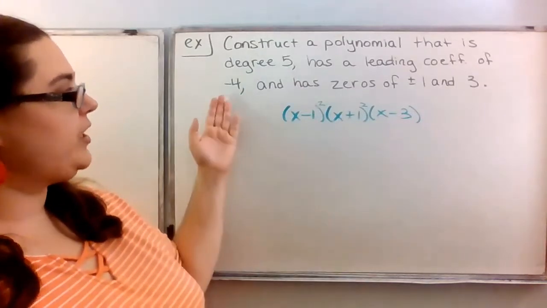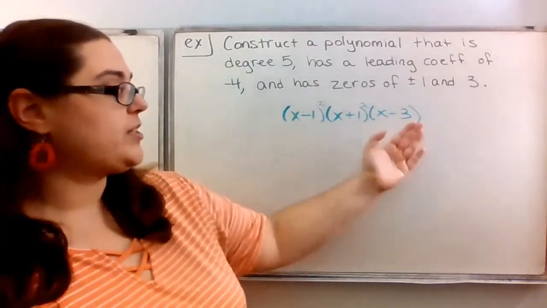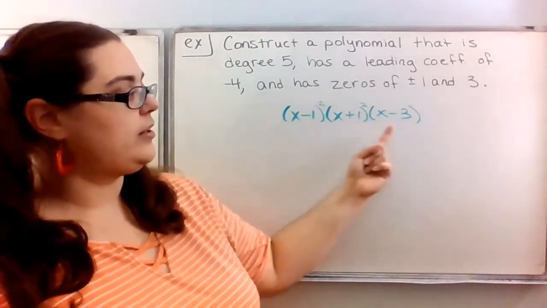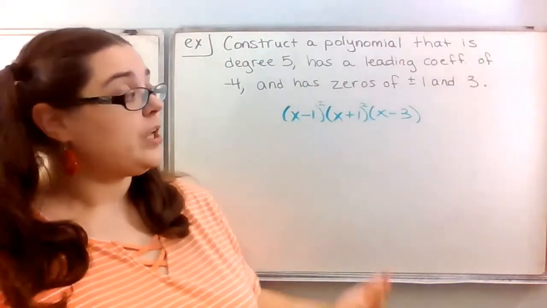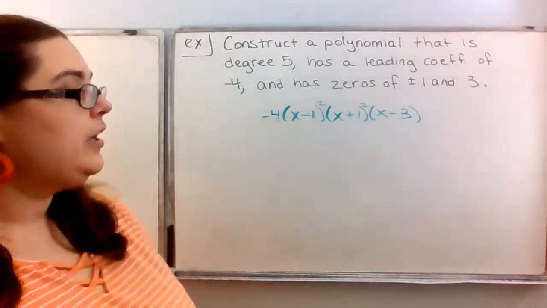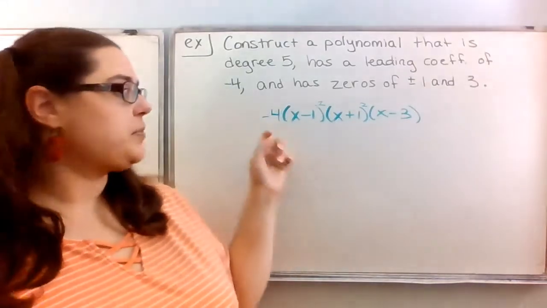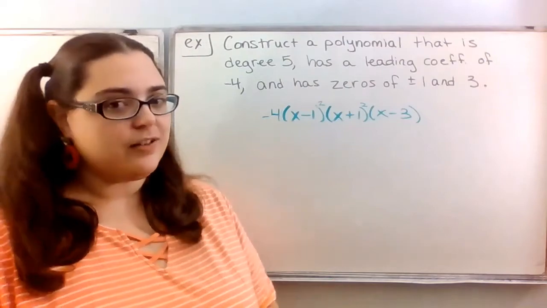We also are told that we need to have a leading coefficient of -4. So right now, I'm eventually going to have an x squared times an x squared times an x, and all of those have a leading coefficient of 1. So I'm just going to throw a -4 outside. Now, unlike putting just an x on the outside, multiplying by a -4 is not going to change the roots. This is because the -4 isn't a variable.